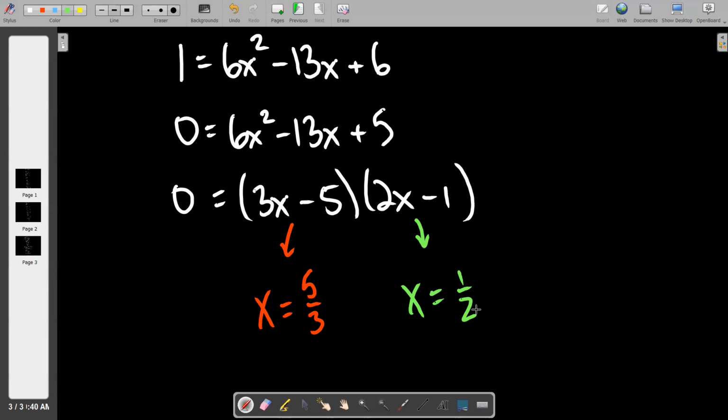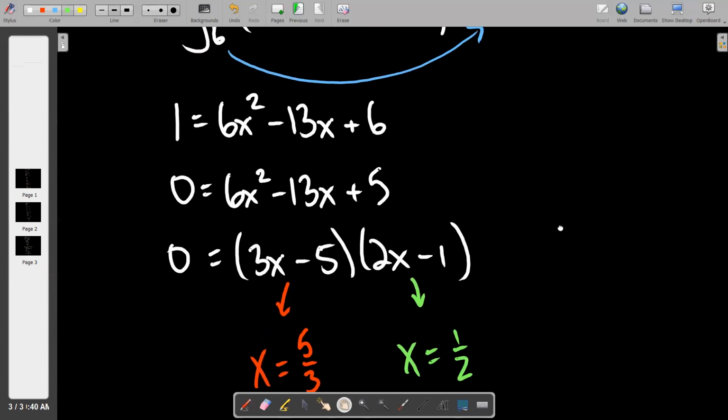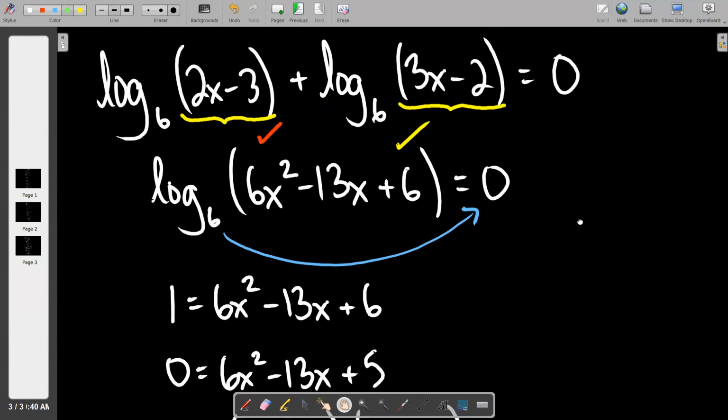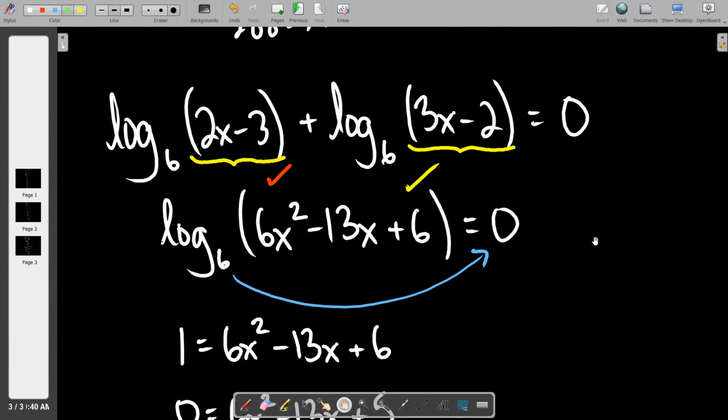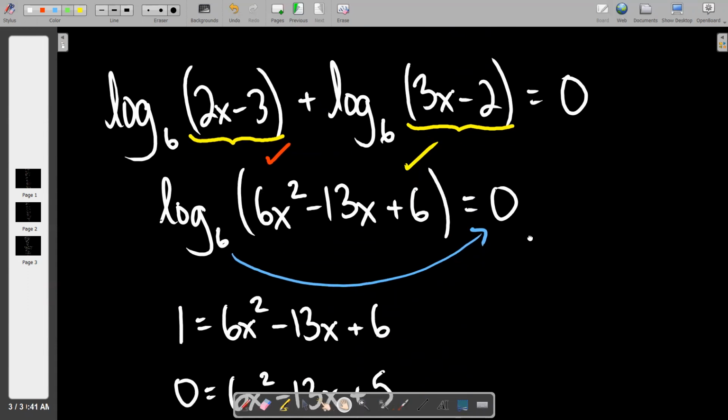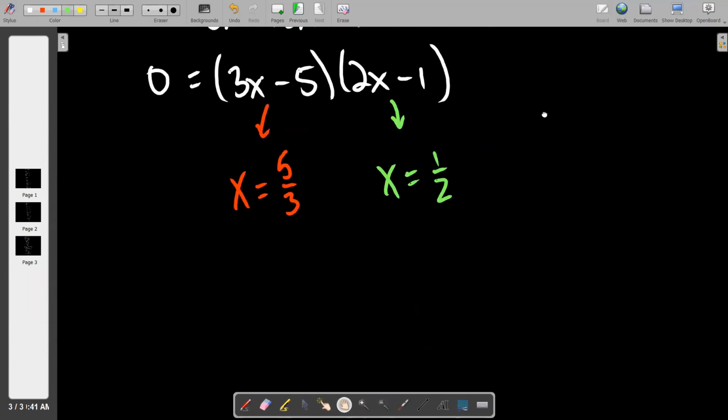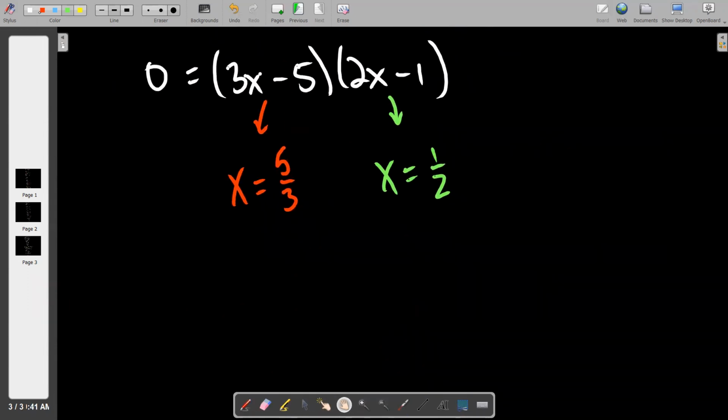Plug them back in. Let's start with 5/3, the red guy. So if I take 5/3, that's like 1.7-ish, and I go back and I put that in. If you grab a calculator and you multiply like 2 by 1.7 and take away 3, and then 3 by 1.7 and take away 2, you'll see that those both come out to positive numbers. And for that reason alone, you say x equals 5/3. I got you a little something. Have a box. A little something, something for you.